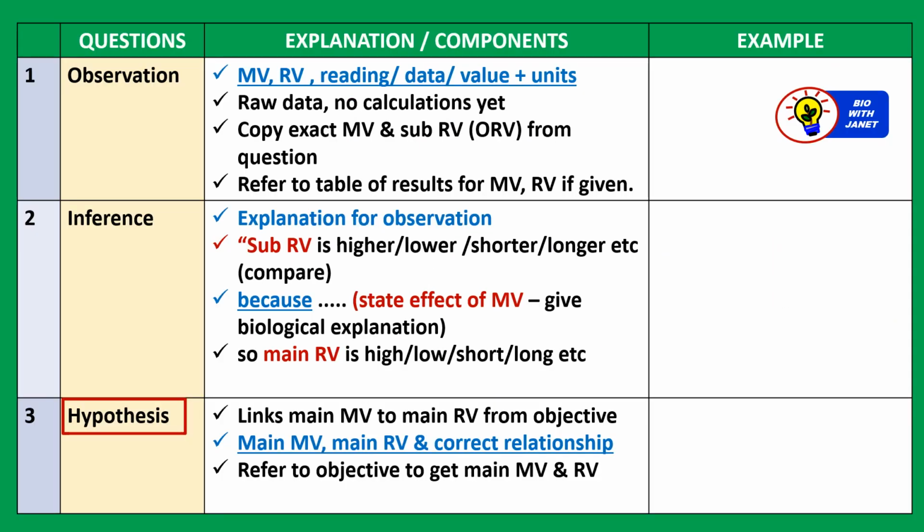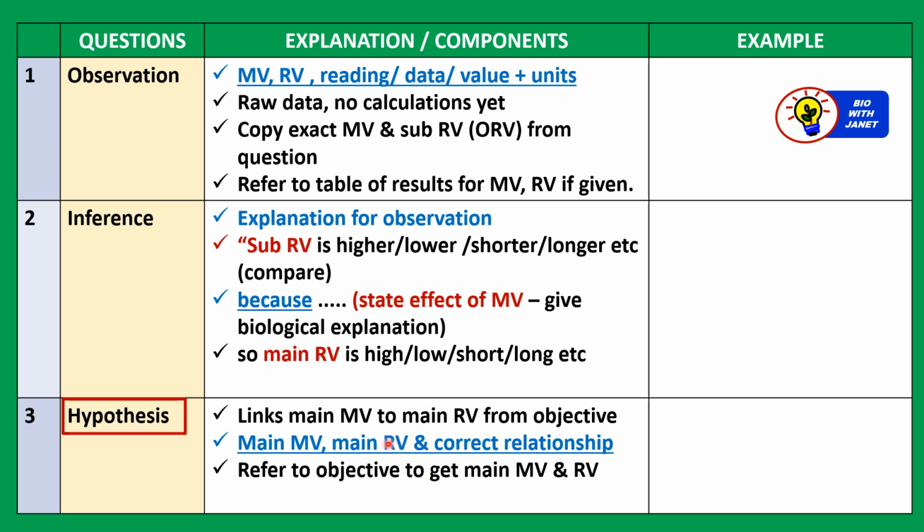Next, let's talk about the hypothesis. The hypothesis links the main MV to the main RV from the objective. All right? So it's not the inference, because you don't have to explain anything in the hypothesis. Just how is the main MV and RV related? So in the hypothesis, the three components are main MV, main RV, and the correct relationship.